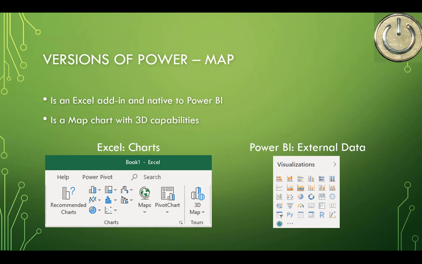Power Map is an Excel add-on and it is native to Power BI. It is another visualization capability, or a chart. It gives you 3D mapping capabilities if you want 3D or 2D, whatever you want. So native to Power BI, you can add it into Excel.